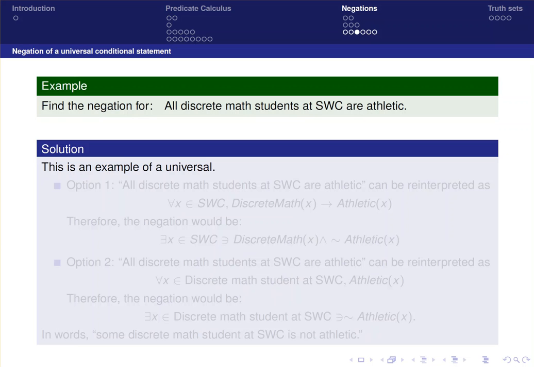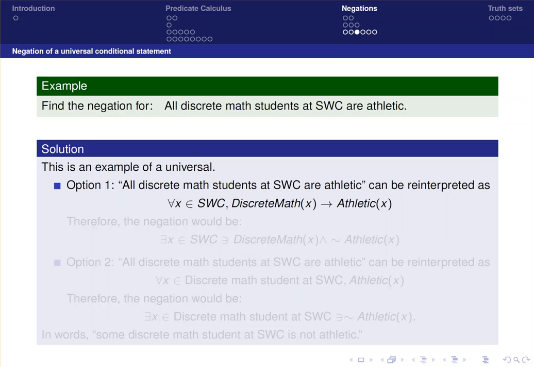Similarly, if I want to negate "all discrete math students at Southwestern are athletic," there are different options. I can begin by rewriting the problem as a universal conditional statement, for instance. I could start by saying for every x at Southwestern, that's the domain, discrete math x, meaning if x is a discrete math student, then athletic x, meaning x is going to be athletic. The negation in this case would be: there is some x at Southwestern such that they are in the discrete math class and they are not athletic.